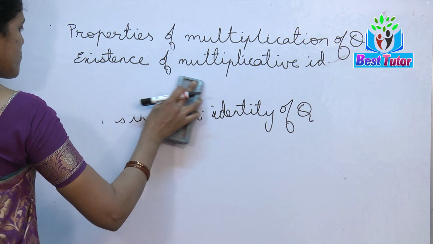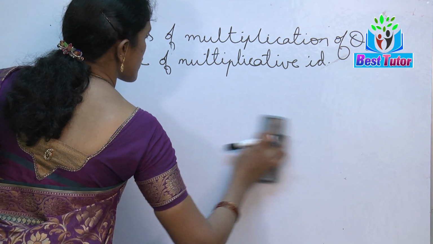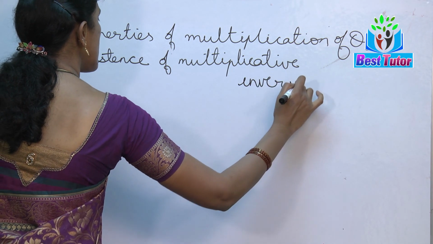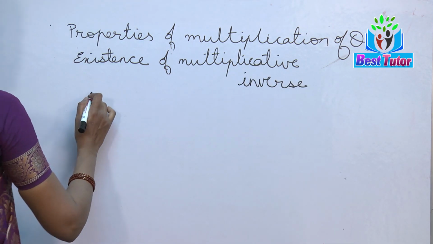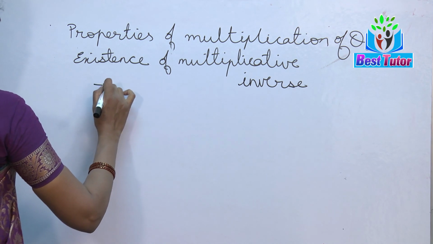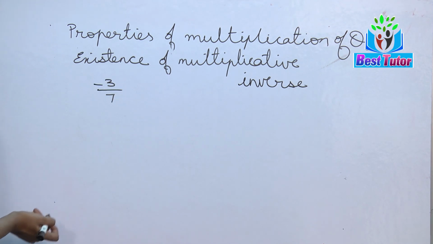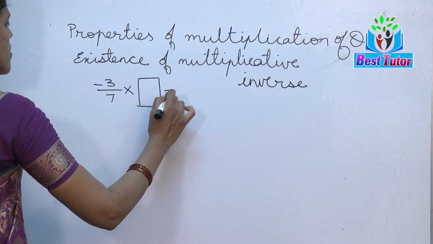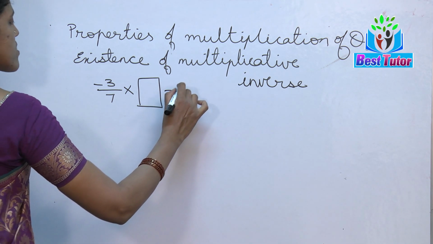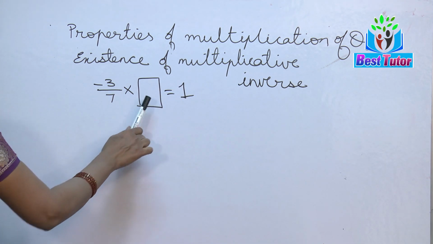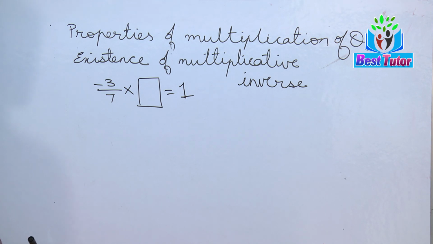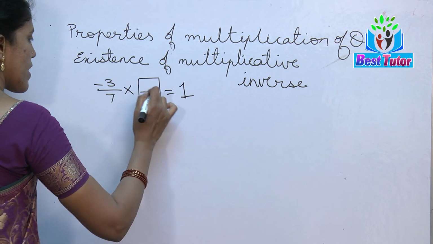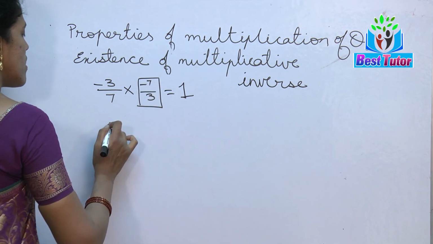The next property, existence of multiplicative inverse. Okay, if at all I have minus 3 by 7 as a rational number, yes, of course it is a rational number, I would like to multiply it with some other rational number. So the answer is our multiplicative identity. What would be this rational number is the question. Minus 3 by 7 into dash is equal to 1. So it should be minus 7 by 3.